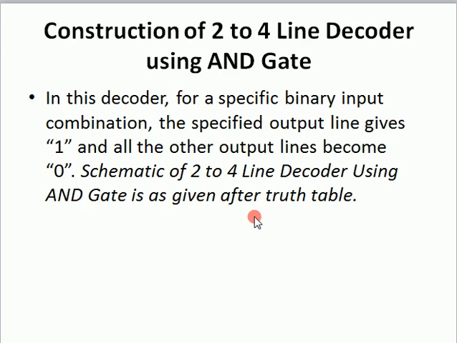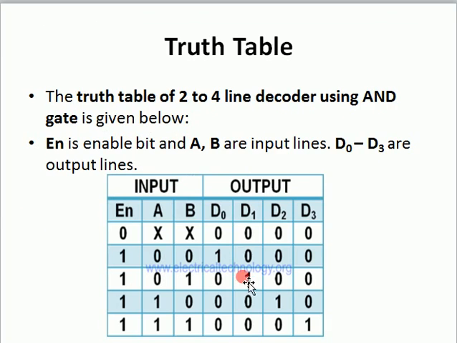So keep this in your mind and we will make the truth table of this. When we have that specific input combination, then the specific output line comes to 1 and the other output lines become 0. So now we see the truth table of it, and here you see that the truth table of the 2 to 4 line decoder using AND gates is given below.